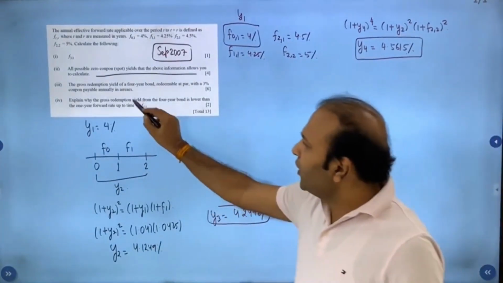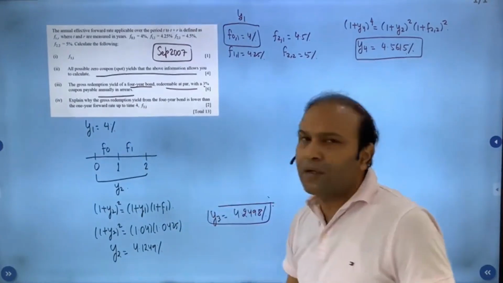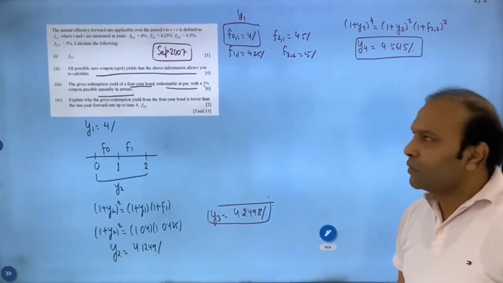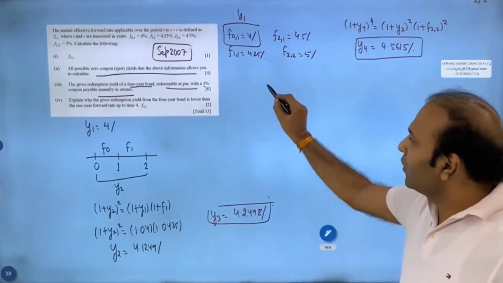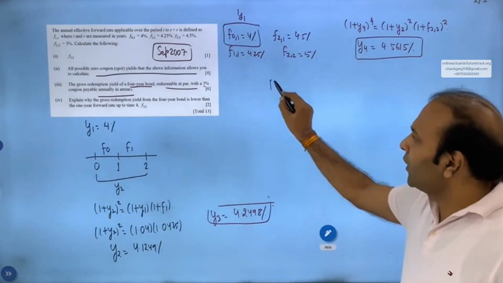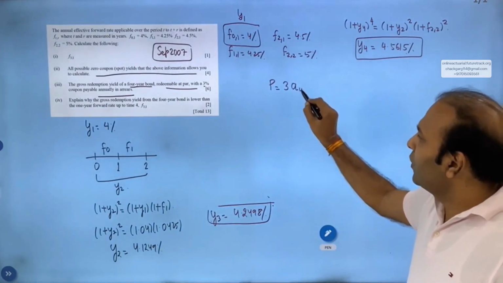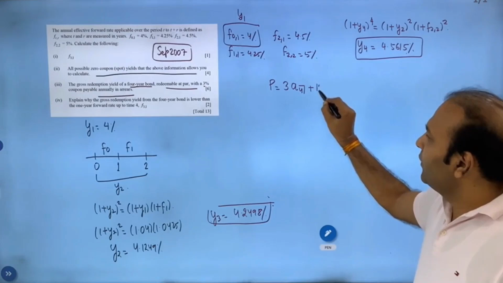The gross redemption yield on a 4-year bond redeemable at par with a 3% coupon payment annually in arrear. So class, we have to find the gross redemption yield. What is the formula for gross redemption yield? P is equal to 3A4 plus 100V raised to power 4.